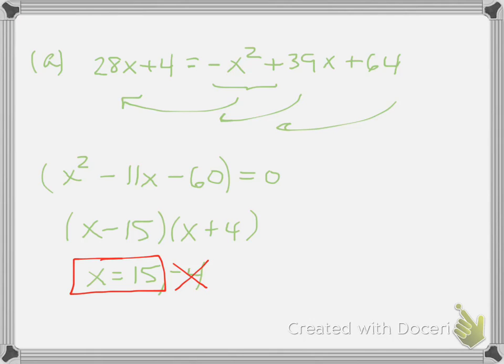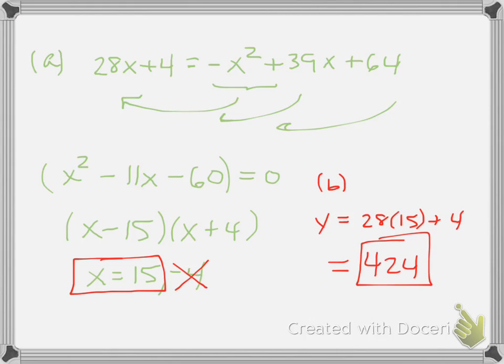And then, of course, part B says, what was that attendance? So how about we just use the first equation, y equals 28 times 15 plus 4. And that gets us 424. So 15 days after opening, the attendance at both pools is 424 people.